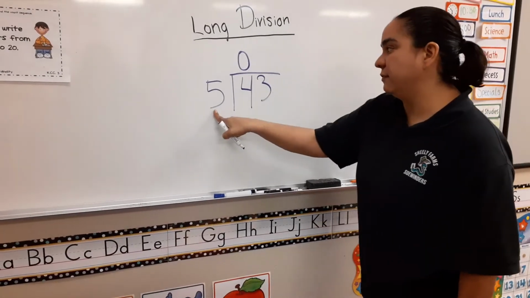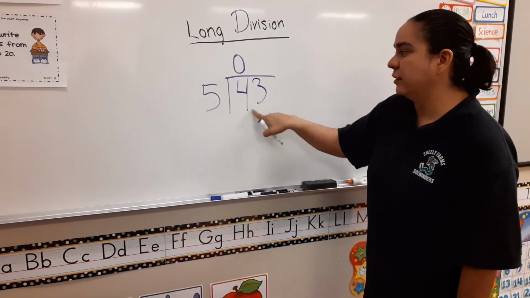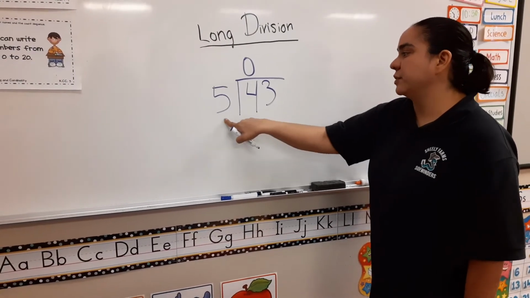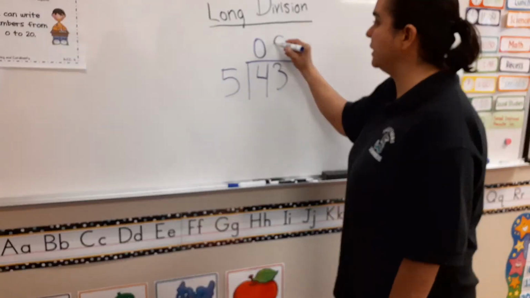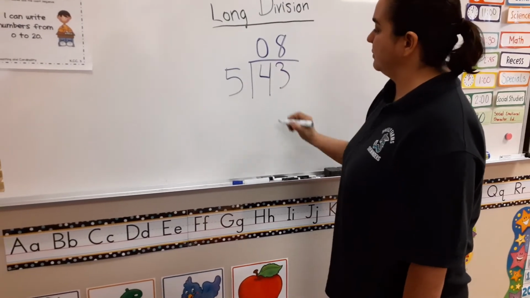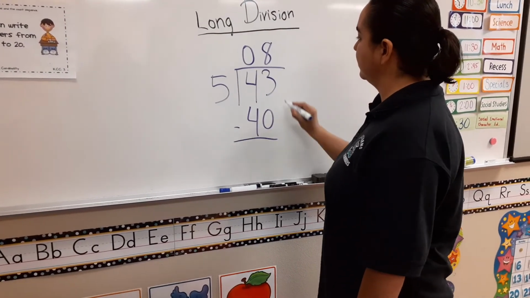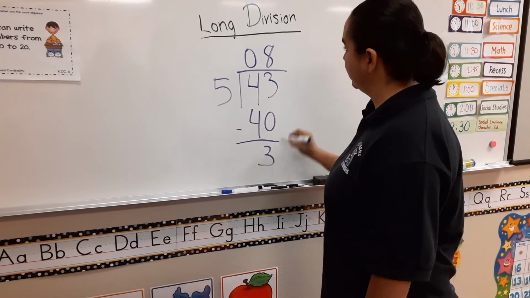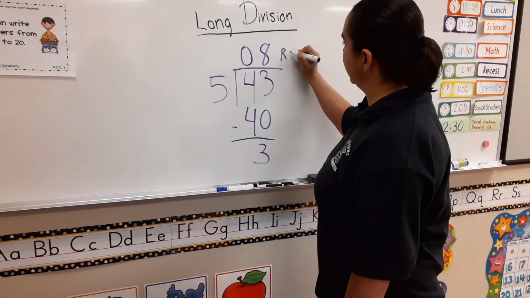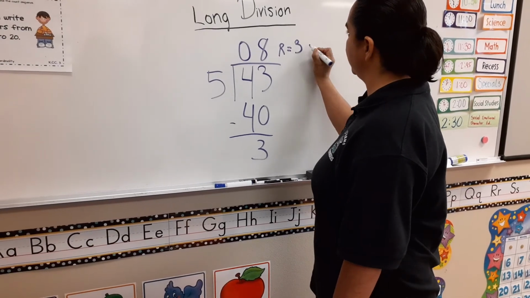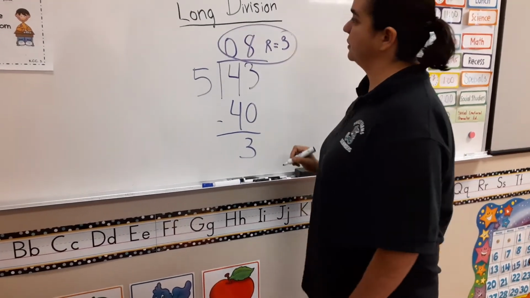How many times can 5 go into 40 then? Okay, you can refer to your multiplication chart. 8 times 5 is 40. Subtract that, with 3 as our remainder. 8 remainder 3 is your answer. Go ahead and circle that.